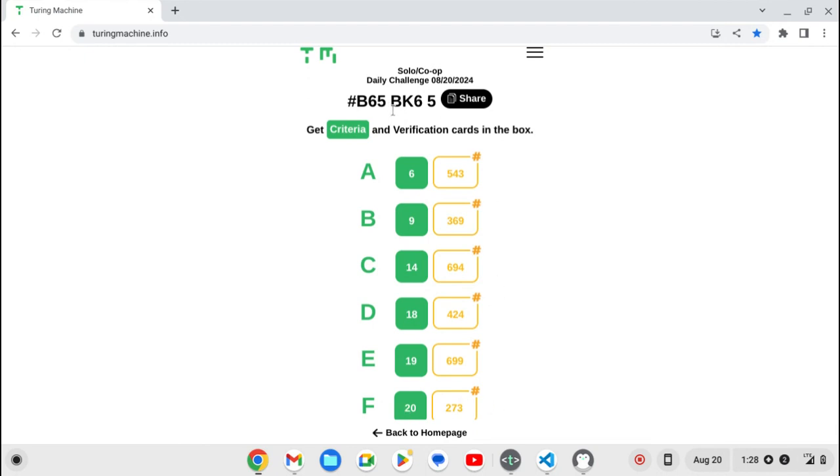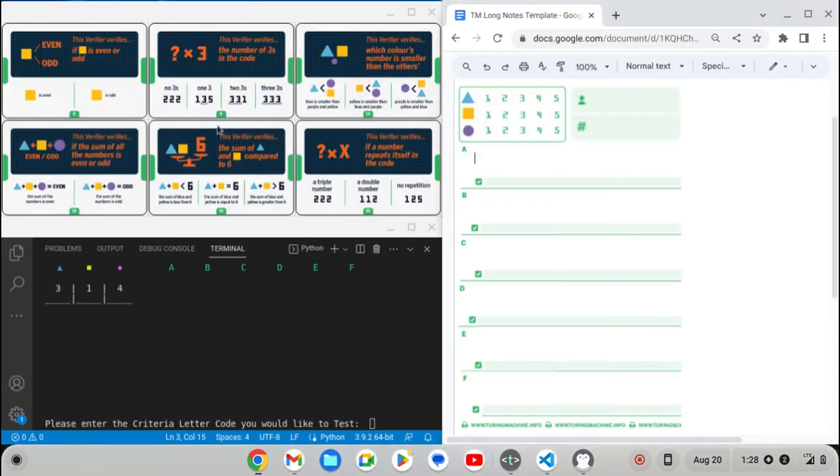The code above is your way to get more information on today's puzzle by searching the code on turingmachine.info. Let's go solve. So in the grid above, we've got our 6 criteria cards. On the top row, we've got criteria card A, criteria card B, and criteria card C. On the bottom row, we've got criteria card D, criteria card E, and finally criteria card F.